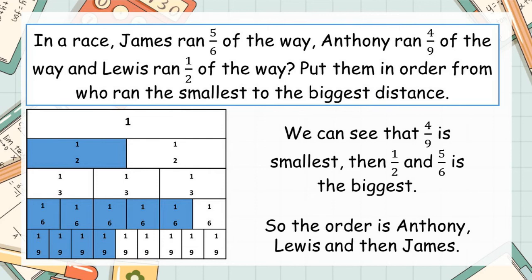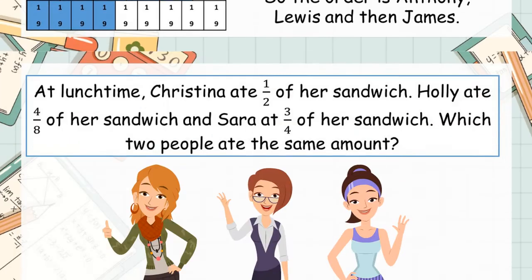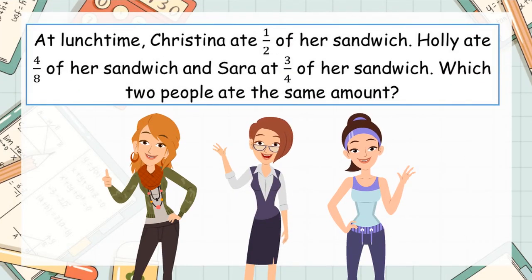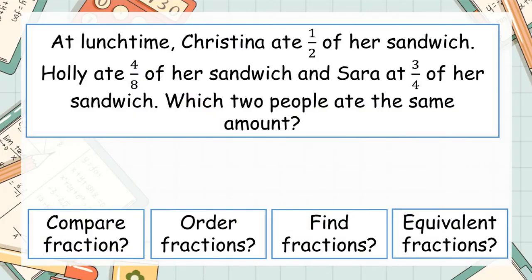Here comes the next question. At lunchtime, Christina ate 1/2 of her sandwich. Holly ate 4/8 of her sandwich, and Sara ate 3/4 of her sandwich. Which two people ate the same amount? Okay, so again, what kind of question is this? Is it a comparing, an ordering, a finding fractions, or an equivalent question? Pause the video and see if you can figure out which type of question it is.